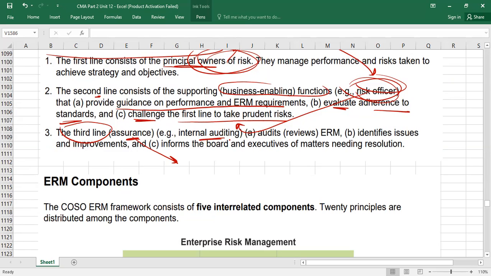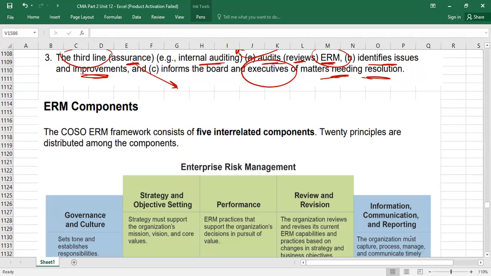Internal auditors, what do they do? They will come and do certain audits. They can do the audit of the risk management department also. They can do the audit of operations, compliance. So they will audit and review the ERM. They will identify the issues: what are the issues in our risk management? And they may also recommend some improvements. This is their role. And obviously the internal auditing department will report back to the audit committee, the directors, on those matters which need resolution or attention. So this is the role of internal auditors.